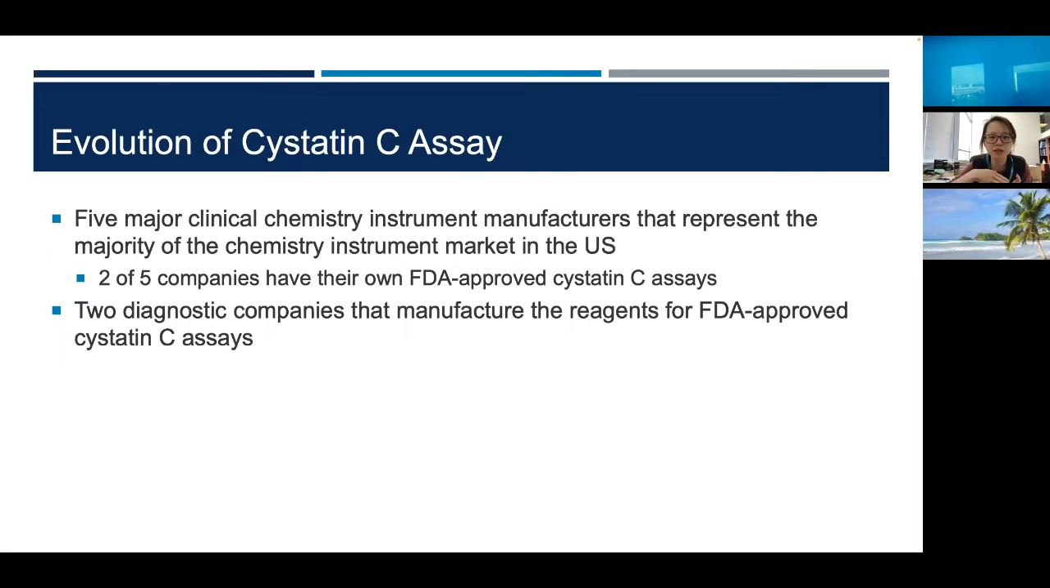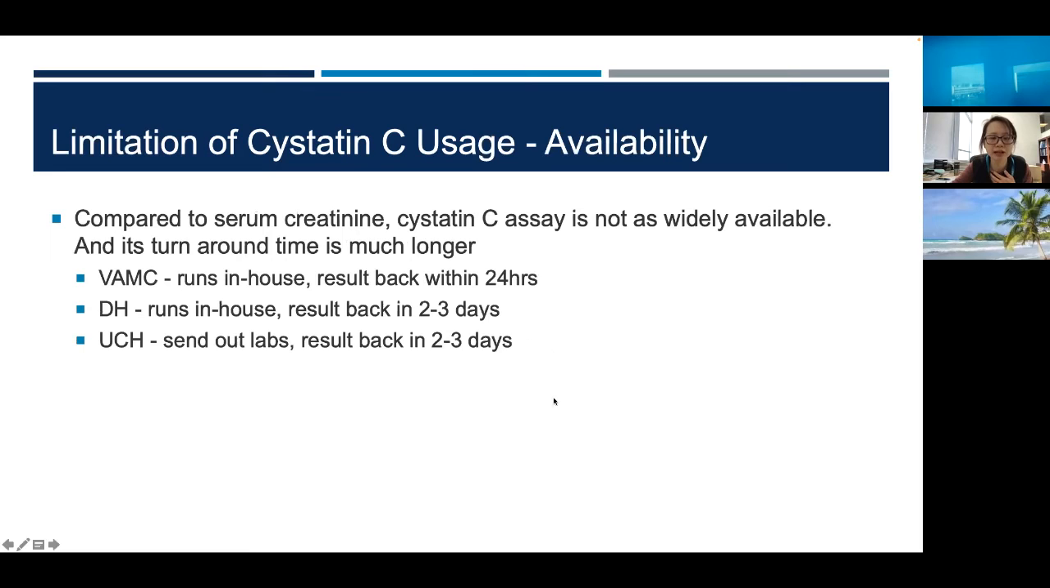There are 5 major clinical chemistry instrument manufacturers that represent the majority of the market share in chemistry instruments in the US. And only 2 of these 5 companies actually make their own FDA-approved cystatin C assays. So that is one barrier in terms of availability. The other thing is there are only 2 diagnostic companies that manufacture reagent for FDA-approved cystatin C assays. Because of all this, compared to serum creatinine, the cystatin C assay is really not as widely available, and the turnaround time is much longer.